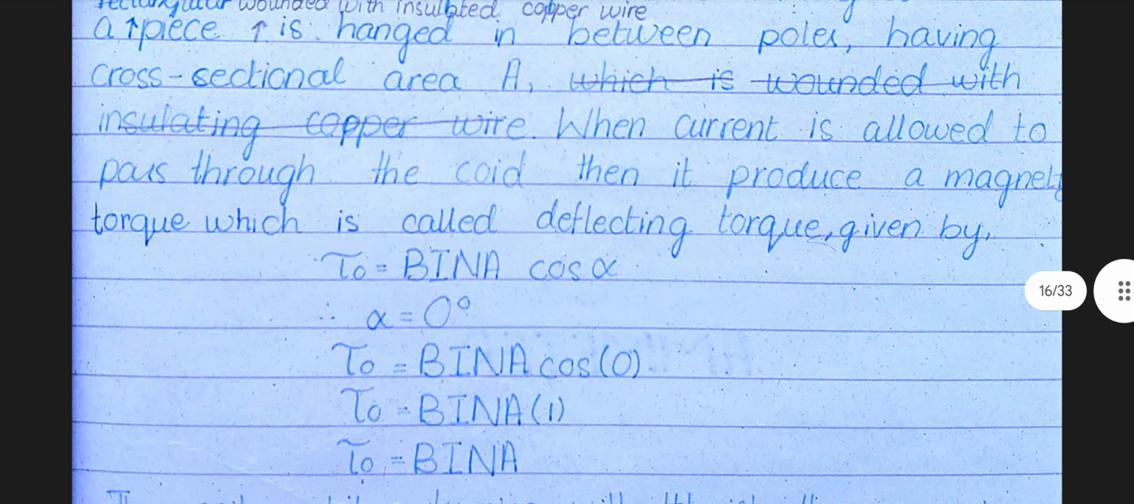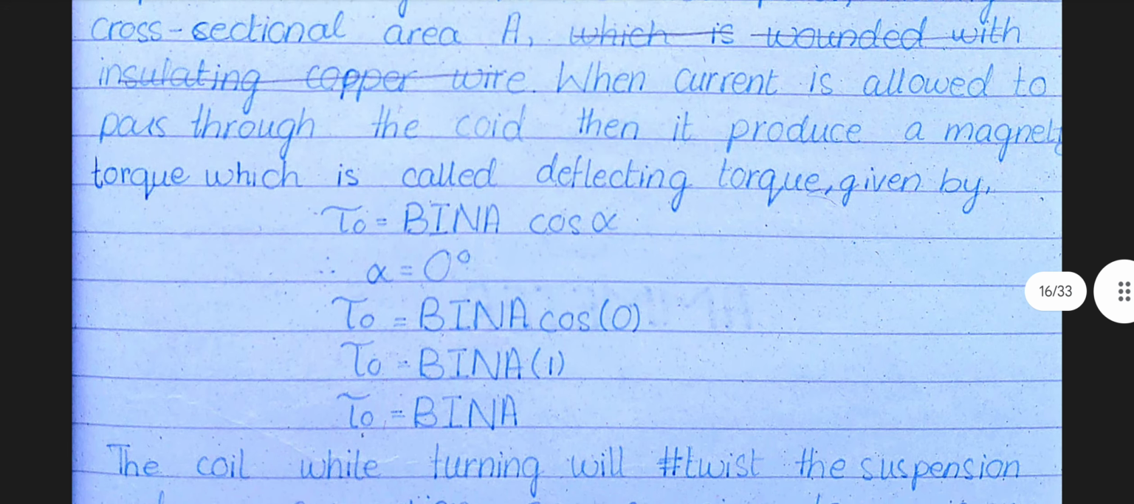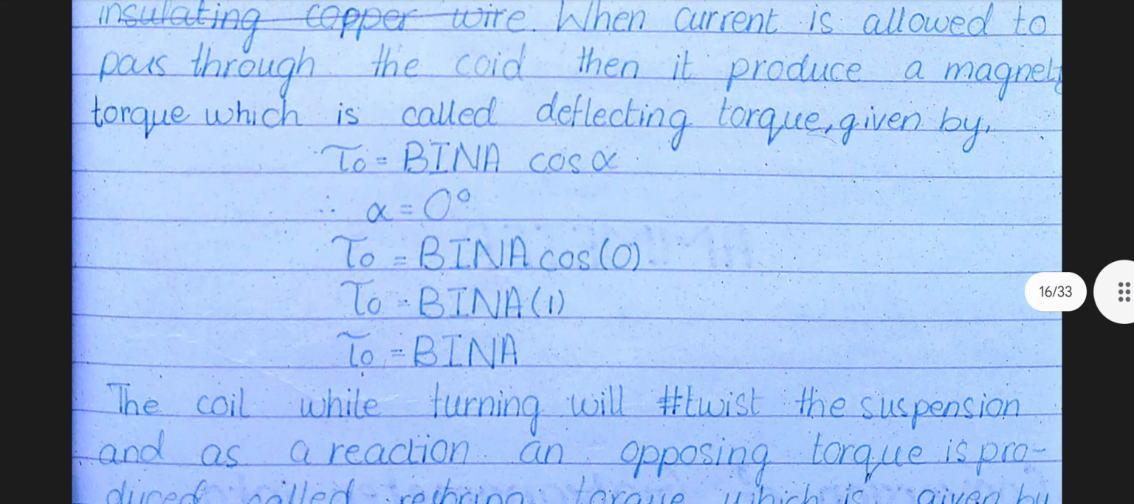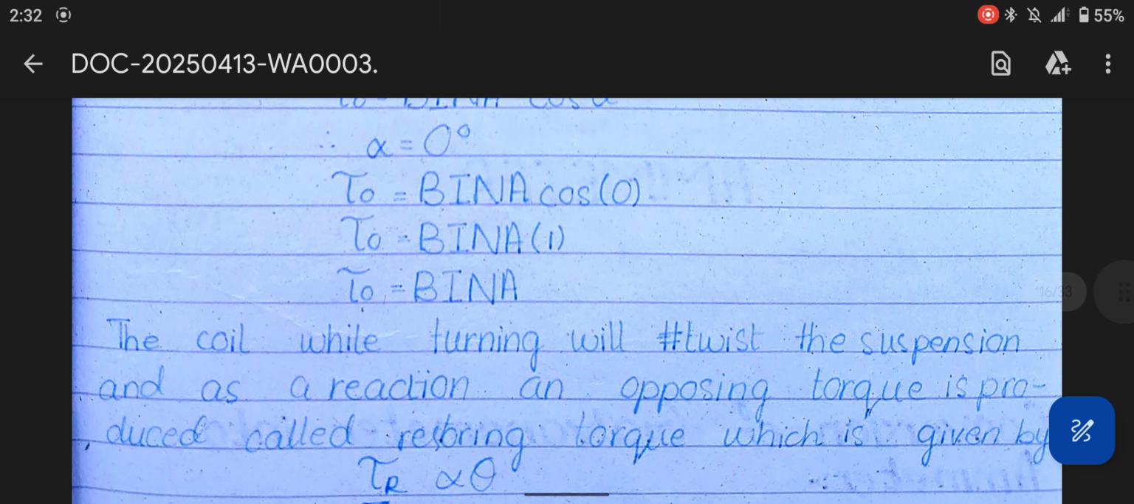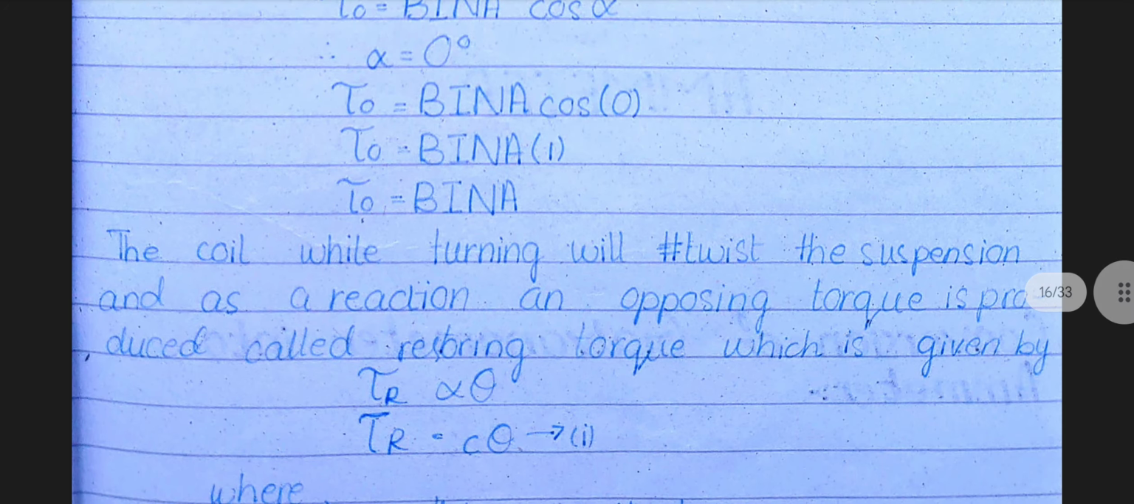given by T naught is equal to BINA cos alpha. Alpha is equal to 0 degree. T naught is equal to BINA cos 0. T naught is equal to BINA into 1. T naught is equal to BINA.